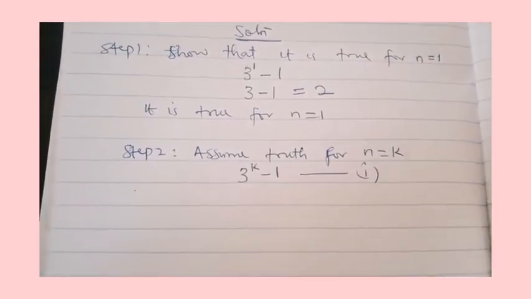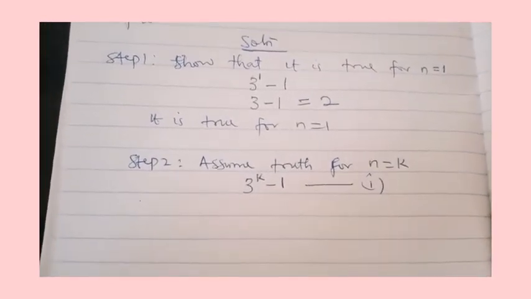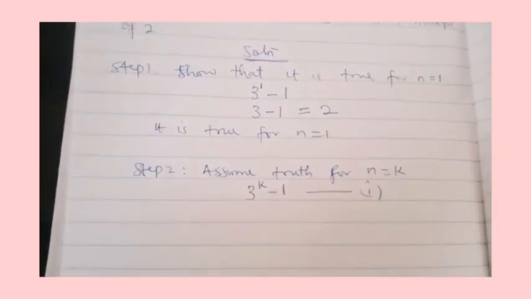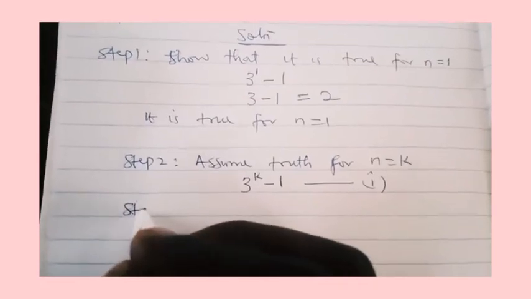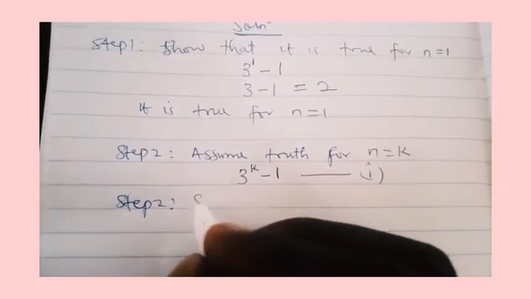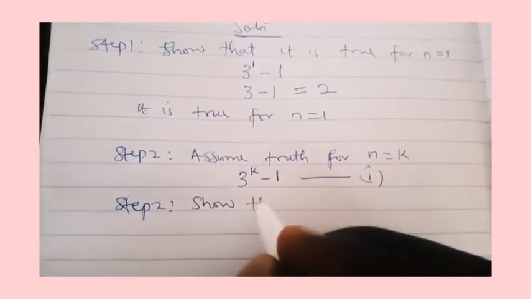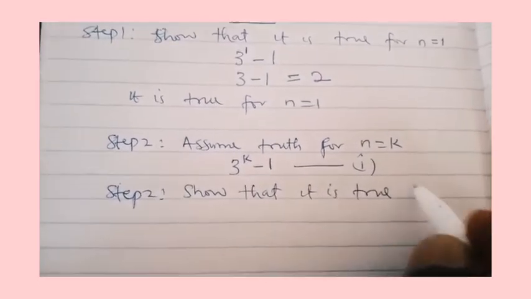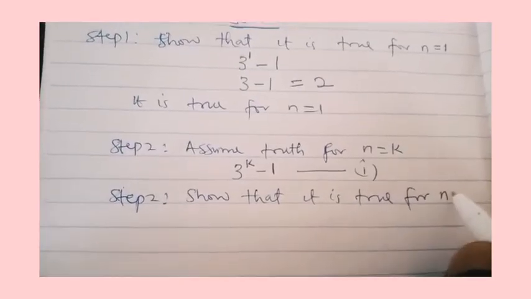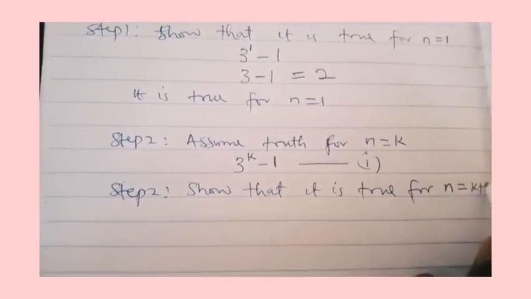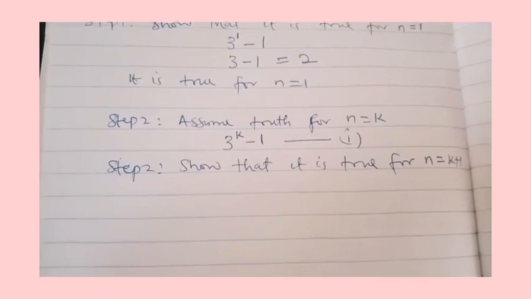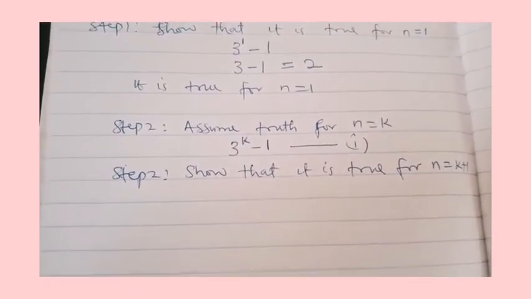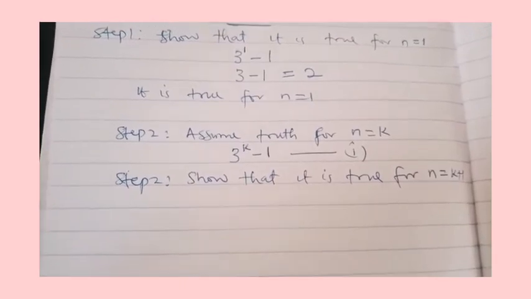Now the last step, which is the inductive step, is to show that it is true for n equal to k plus 1 if there is an increment. Let's say our k is 2. Will it be true for n equal to 2 plus 1, for n equal to 3? That is what we want to show now.